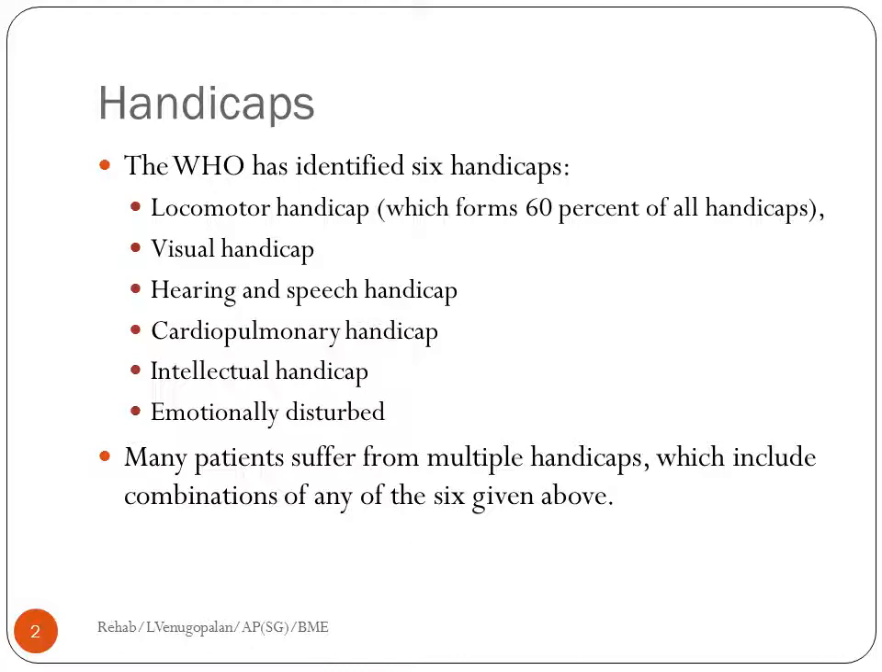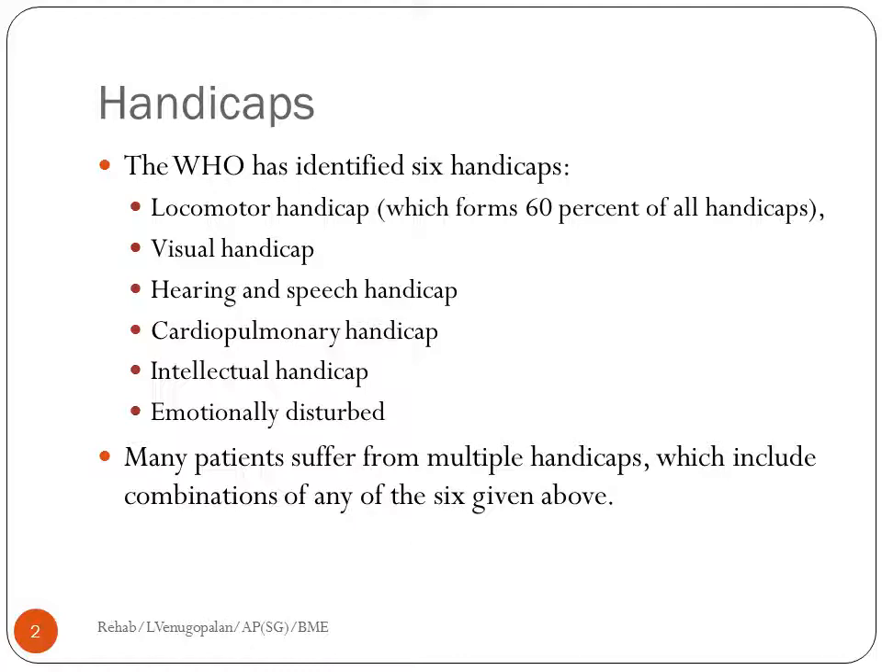According to WHO, the World Health Organization, handicaps are of six types. Locomotor handicap, which means people who cannot move very well, visual handicap, hearing and speech handicap, cardiopulmonary handicap, intellectual handicap, and emotionally disturbed handicap. Locomotor handicaps are people who have issues with moving. If they're wheelchair bound and certain places are not accessible to them, then in those places they become locomotor handicapped. Visual handicaps are people who have issues with their vision.